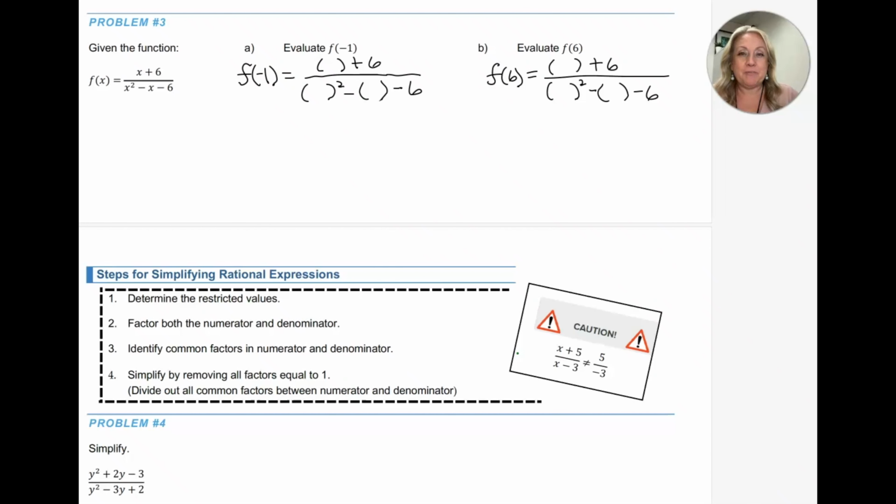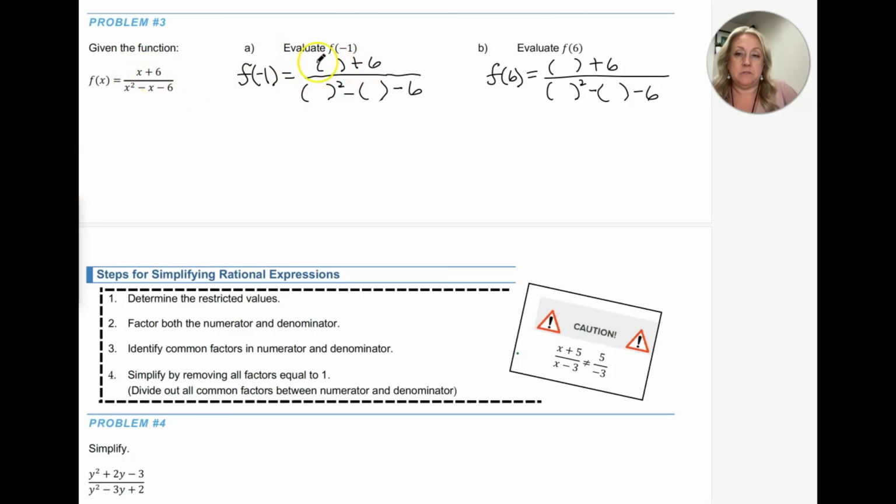Hello and welcome back. We are in section 4.1 and we're talking about rational expressions and rational functions. On problem 3, we are given a function f of x equals x plus 6 all over x squared minus x minus 6. And it asks us on part A to evaluate f of negative 1. So remember, we're taking out the x and putting our negative 1 in place everywhere we see our x.